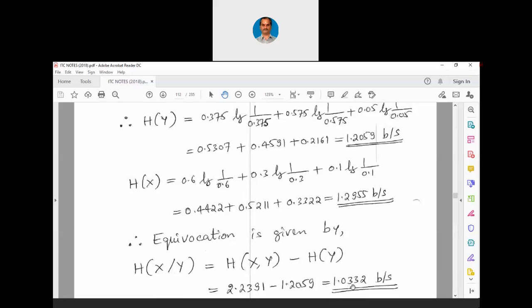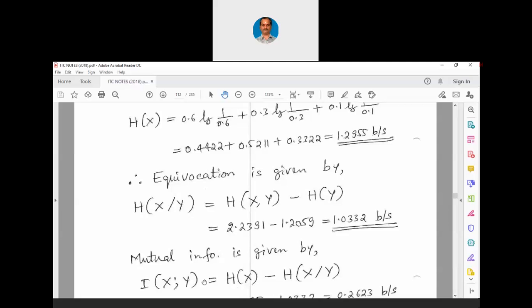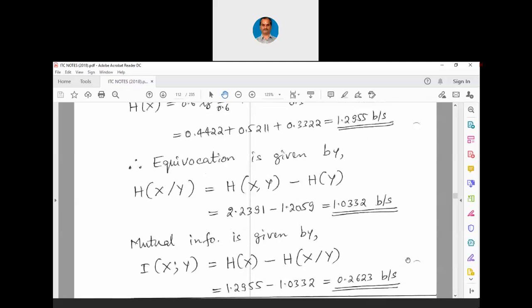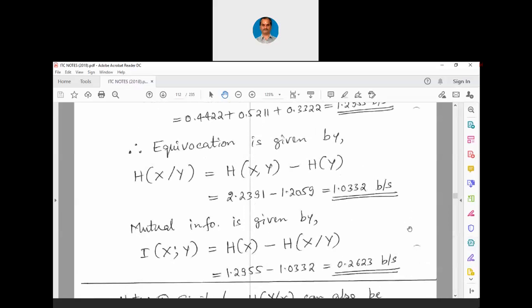You will get 1.0332 bits per symbol. Now mutual information is given by I of x comma y equals h of x minus h of x slash y. That is 0.2623 bits per symbol. Now we have obtained these values, whatever was asked. You can actually obtain all other values whichever are required. You can verify all the expressions with reference to the diagram.